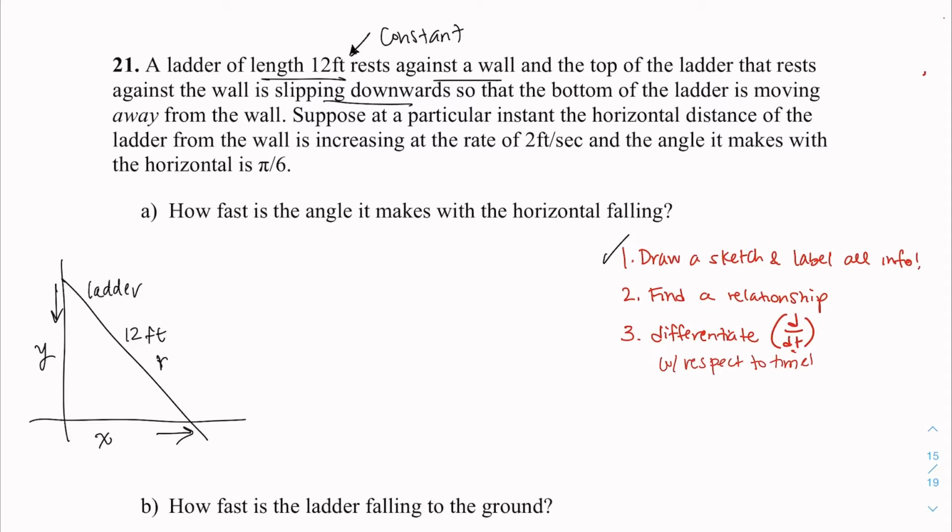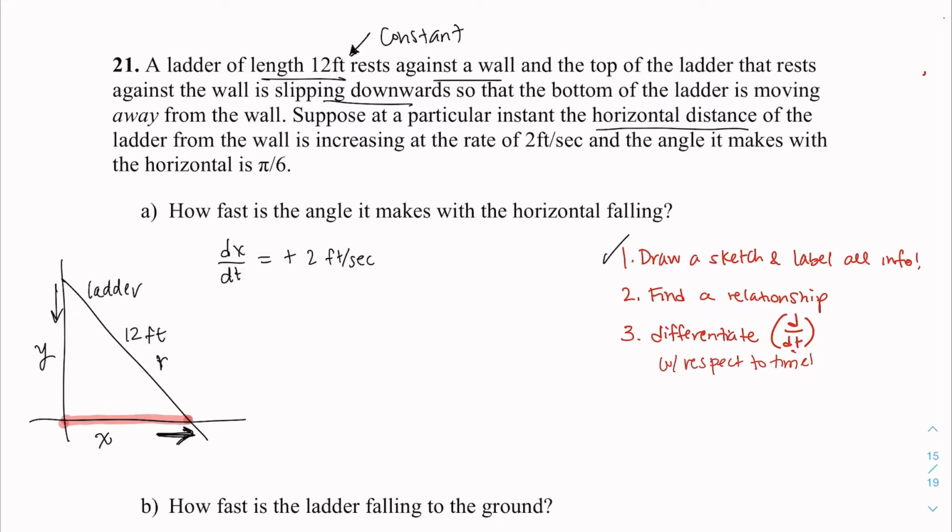Okay. Suppose that at a particular instant, the horizontal distance of the ladder from the wall, so this piece right here, is increasing at a rate of 2 feet per second. So we're talking about the rate at which x is changing with respect to time. So dx/dt, and it's growing. Since that distance is increasing, the rate of change will be a positive 2 feet per second. If the ladder was going this way, then the x distance would be shrinking. We would say that the rate of change is negative 2 feet per second.